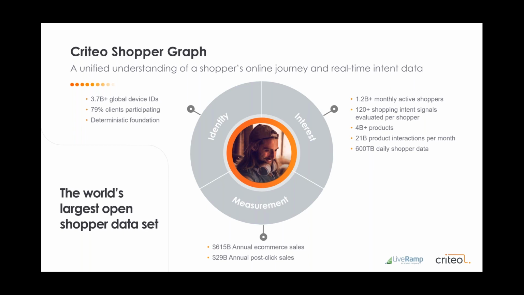And in terms of interest, 3 pieces here, and I sort of started with identity, talking about how many devices and people there are. I should have moved to interest because really that comes next, which is looking at how many products people look at. We're looking at a class of about 4 billion products, about 21 billion interactions on those products every month. So you can see that from our end, what we're trying to do is aggregate data across the world of e-commerce and then make it available on an open basis.